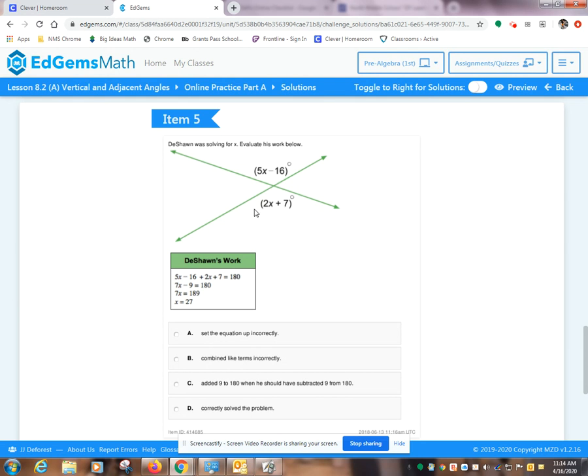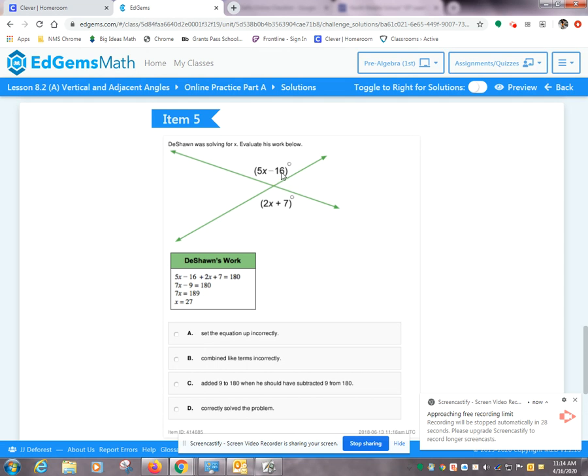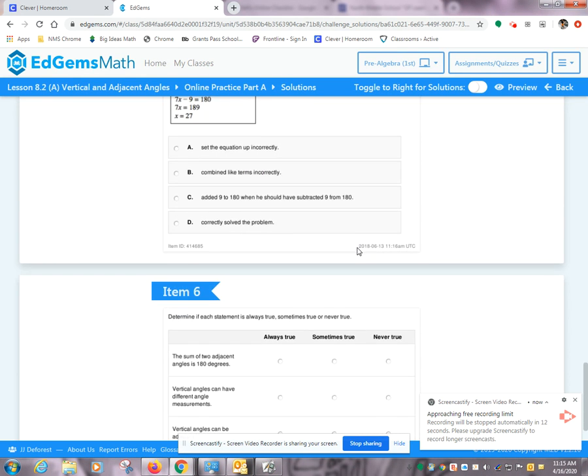Did these two angles form a straight line? It looks like they're actually vertical angles. They are identical, which means that 5x minus 16 and 2x plus 7 should have been equal. It should have been 5x minus 16 equals 2x plus 7. And we subtract 2x from both sides, and then we add 16 to both sides. And then you have 3x equals, I think, 23, and you solve that way. So that's the mistake Deshaun made.